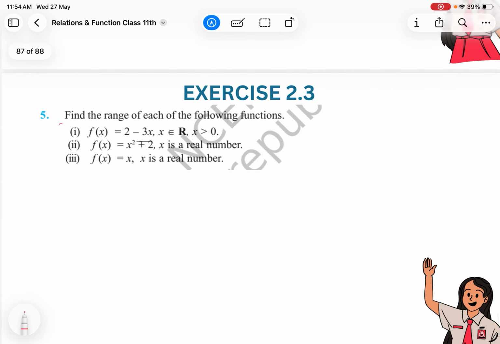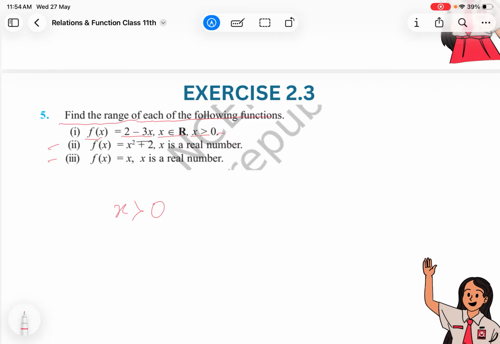Now the fifth question, find the range. What? Range means y, the output, of each of the following functions. Suppose we have f(x) equal to 2 minus 3x, where x belongs to R and x is greater than 0. I will do only one question and the rest two you have to do on your own. So suppose we have to find the range, right? We are given that x is greater than 0.